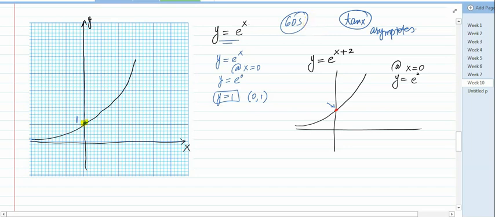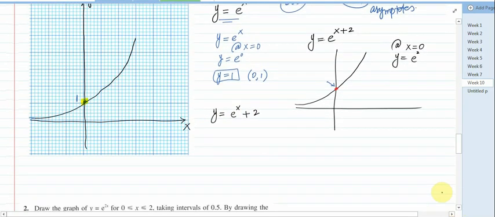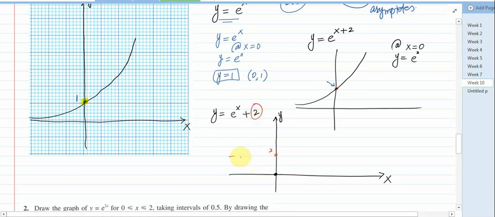Now let me take one more example: y equals e to the power x plus 2. How are we going to construct this graph? Listen to me very carefully because this is very important. Let me roughly draw the grid here. That is my x-axis, that is my y-axis, and that's my origin. At first I'm going to highlight the point 2 here, and I will draw a line at y equals 2.